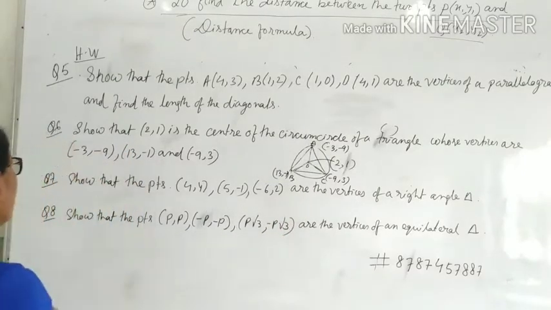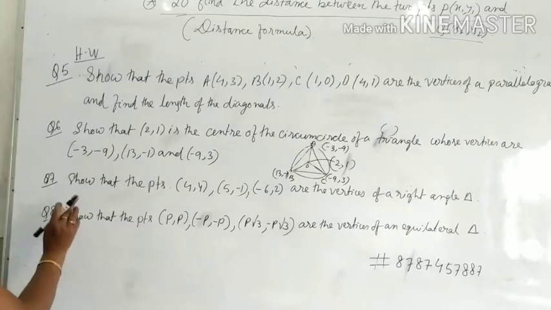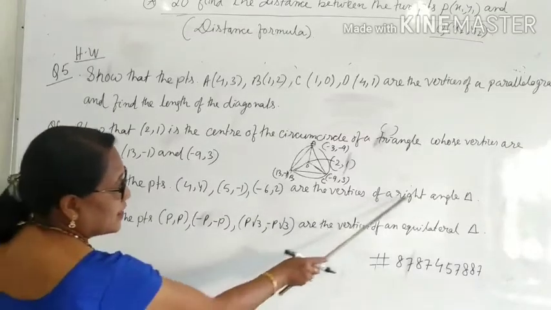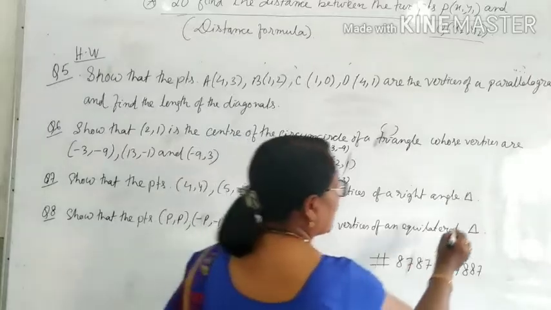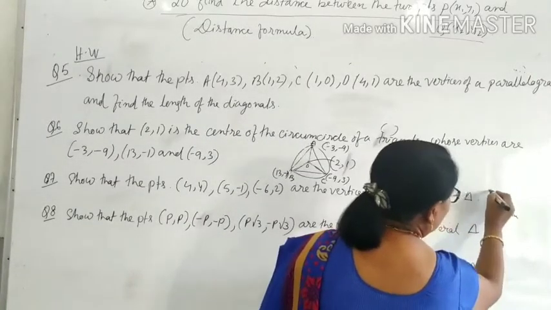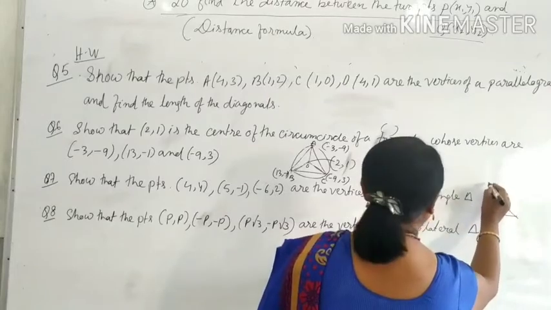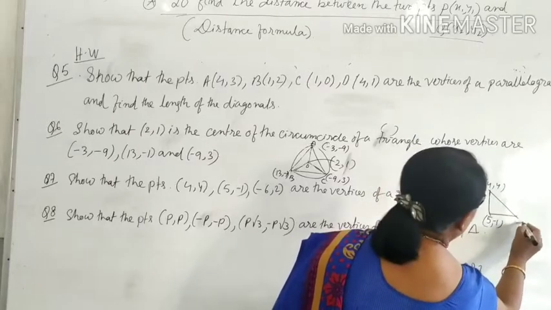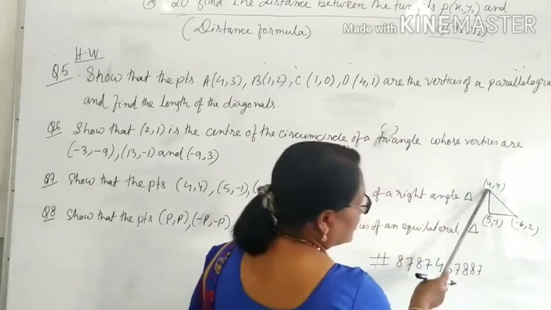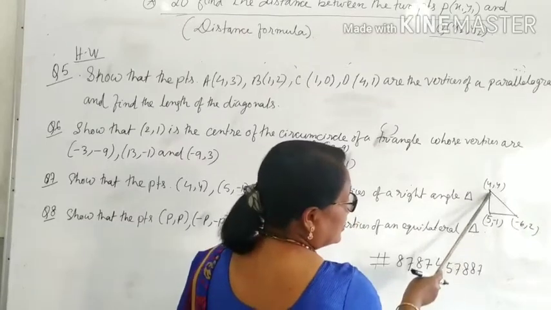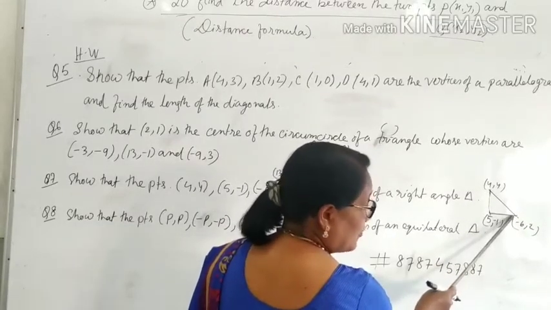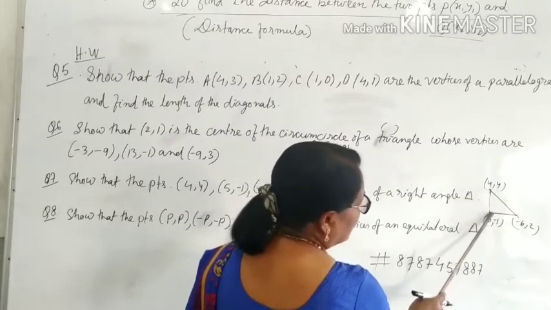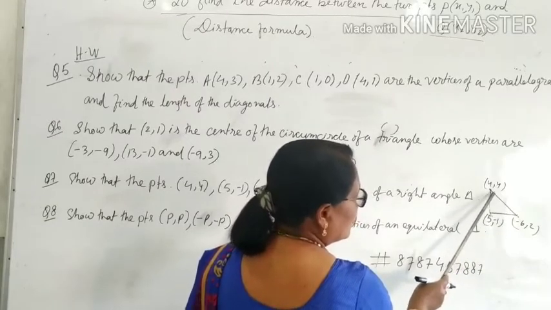Okay? And then the next is question number 7. The points 4, 4, 5 minus 1, minus 6, 2, are the vertices of the right triangle. We have to find the distance. This vertex is 4, 4, this one is 5, minus 1, and the last one is minus 6, 2. These are the vertices of the right triangle, and we find the distance of each side.